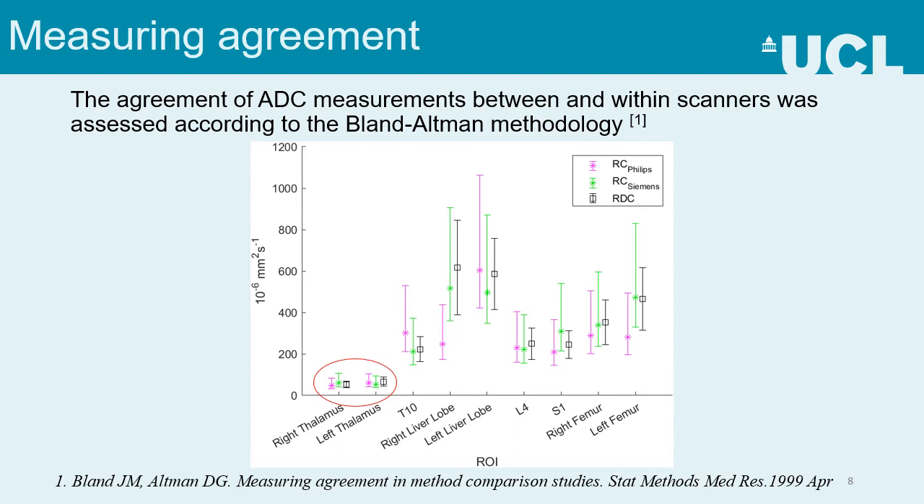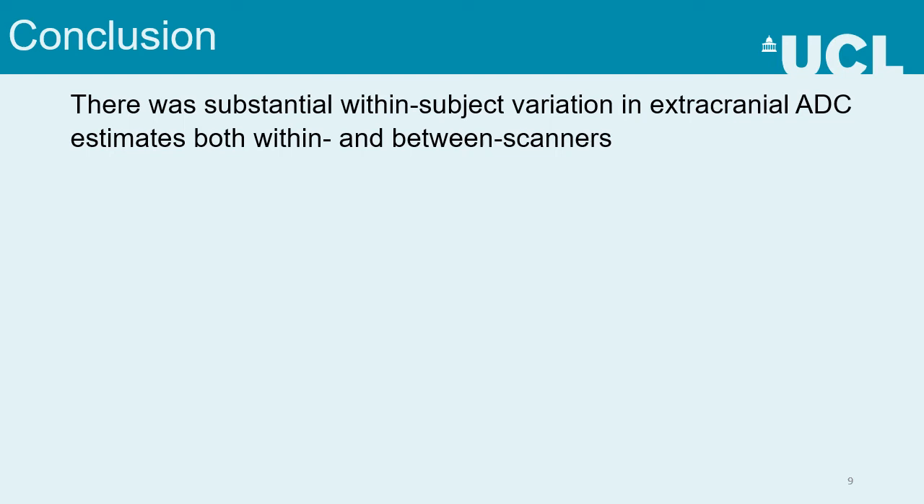The coefficients were all lowest in the thalamus, with no overlap in confidence intervals for any ROI outside of the brain. In conclusion, there was substantial within-subject variation in extracranial ADC estimates both within and between scanners, as measured by the 95% repeatability and reproducibility coefficients.